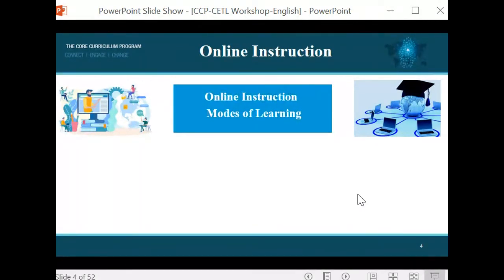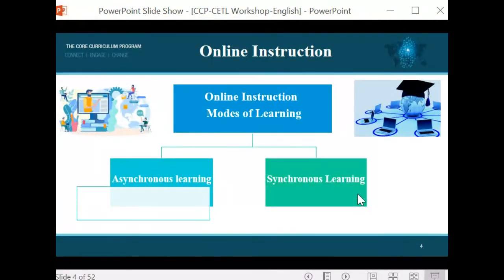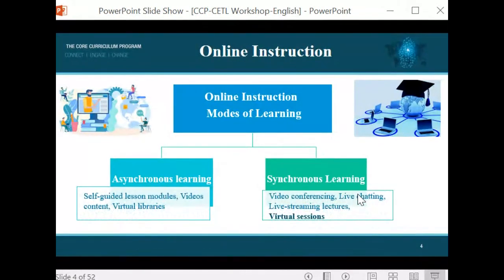Online learning is a form of distance education which relies on the internet to connect students and faculty, and where we deliver online courses. There are, of course, 2 modes of learning in online courses: asynchronous learning and synchronous learning. And we can have both within hybrid courses also. Asynchronous learning occurs through online channels without real-time interaction. It is the case, for example, of MOOCs that are taught using special platforms such as edX, Coursera, etc. And it includes self-guided lesson modules, videos, content, and libraries.